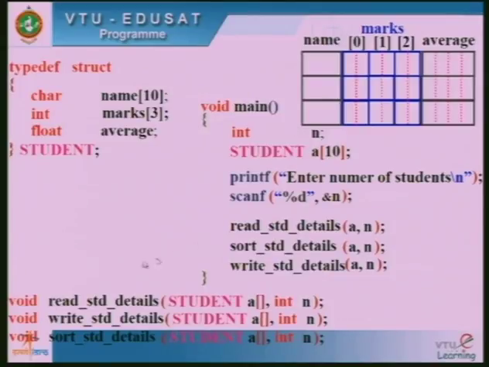Now the problem is, we assume that these 3 functions are available. Now let us try to define these 3 functions one by one. First, let me concentrate on how to read the student details using this particular function.